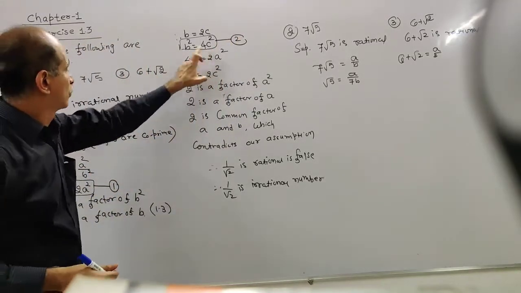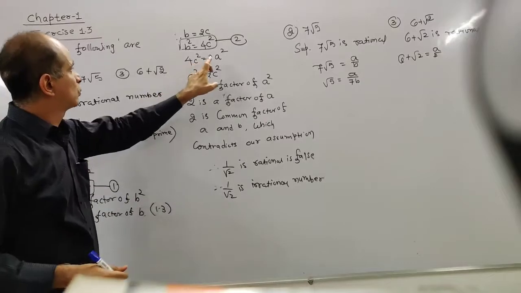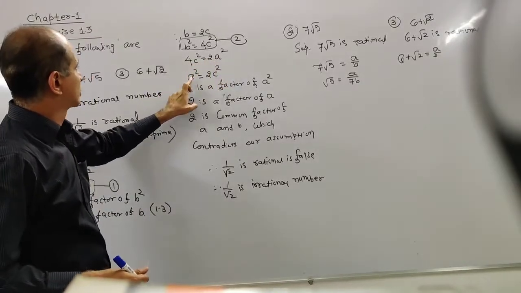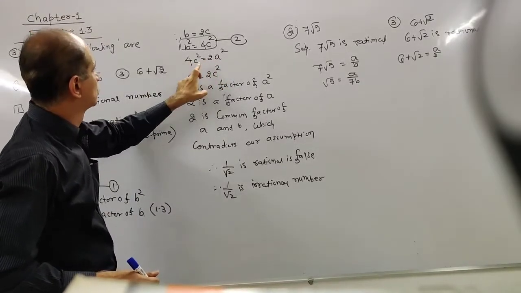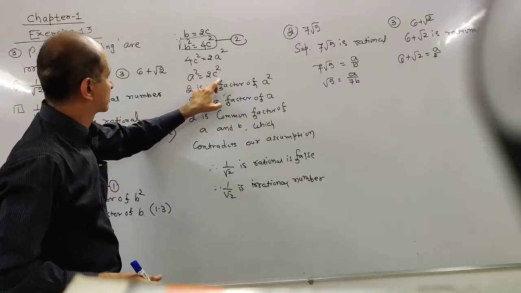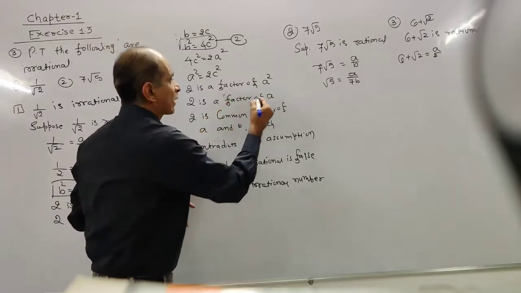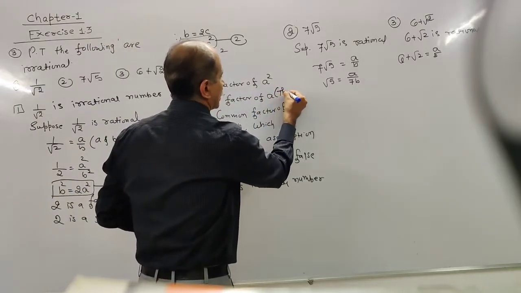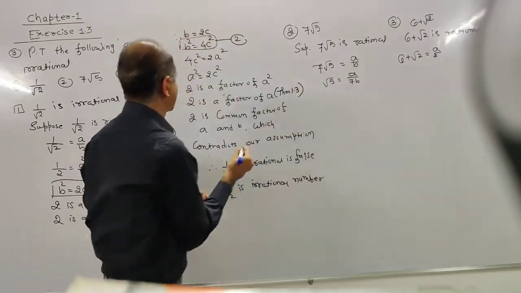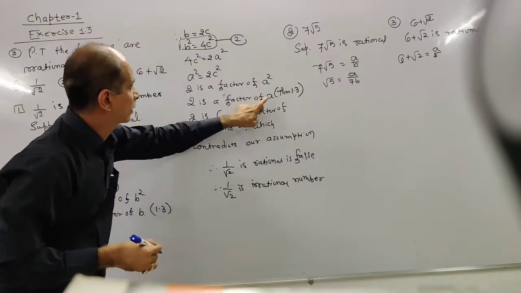So you get 4c square is equal to 2a square. Therefore a square is equal to 4c square by 2. So a square is equal to 2c square. So you can say 2 is a factor of a square. So according to theorem number 1.3, we can say that 2 is also a factor of a.